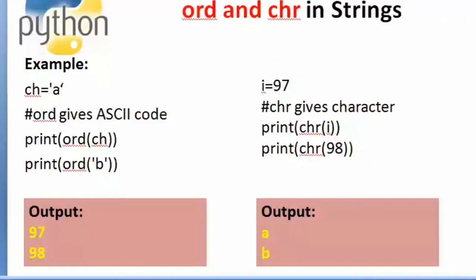The ord method will read the ASCII code for me. I said ch is equal to 'a'. The ASCII code of lowercase a is 97, so ord(ch) will return 97. ord of 'b' returns 98. Is it clear to everybody what ord is? Yes, ma'am.